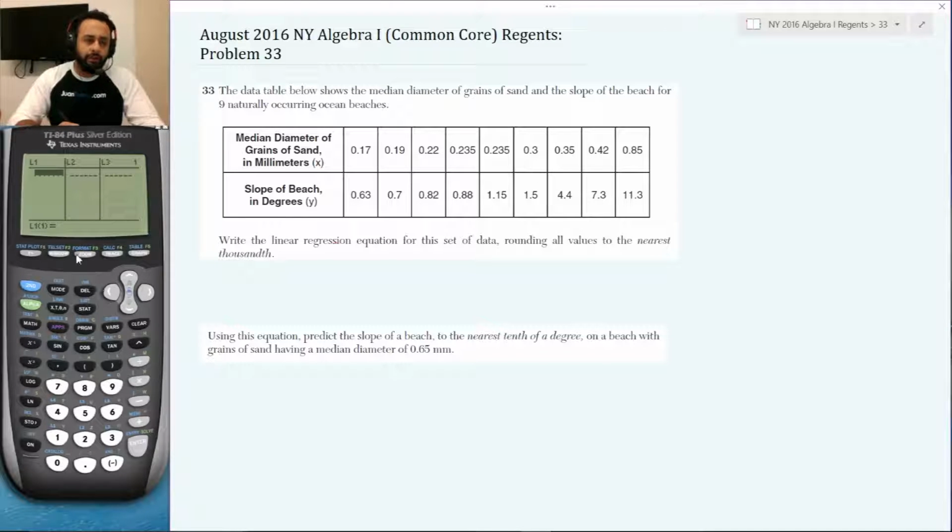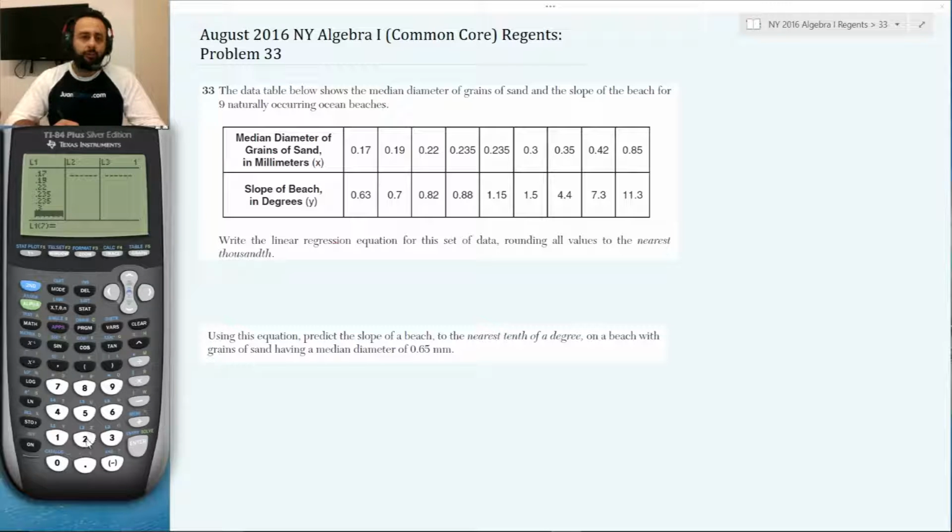What I enter the data as, let's see, the x values go for the first list, so 0.17, enter 0.19, 0.22, 0.235, and then another 0.235. Yes, you do have to enter that. You have to enter it in the same exact order that it appears, whether it's given to you in order or not. Because the x values are going to correspond to very specific y values, like 0.3 corresponds to 1.5 when you make the second list.